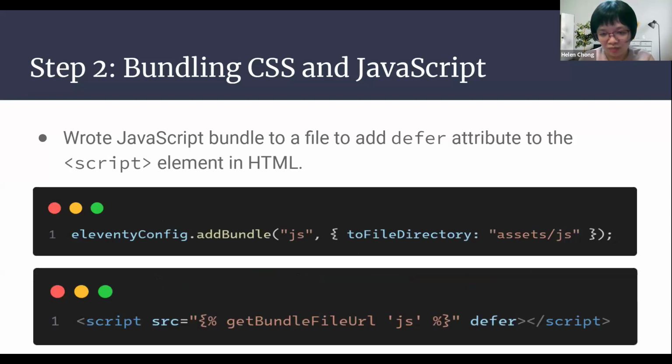So I wanted to write my bundle JavaScript into files with a getBundleFileUrl shortcode, so I can add a src attribute to a script HTML tag that loads the bundle file. For this purpose, I use a toFileDirectory key in my configuration file to write the bundle JavaScript files into the output's assets folder and its JavaScript subfolder.